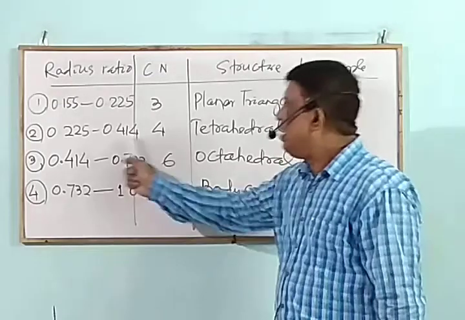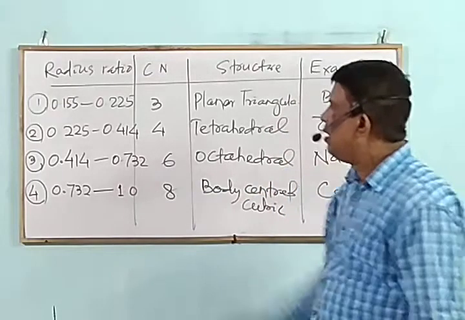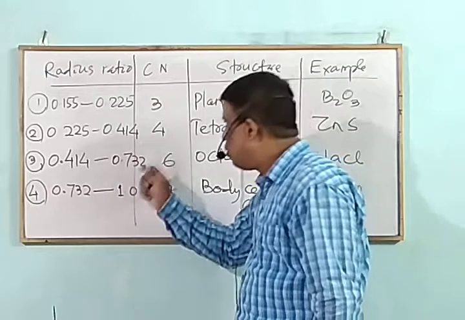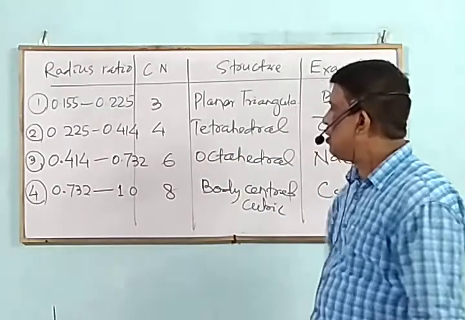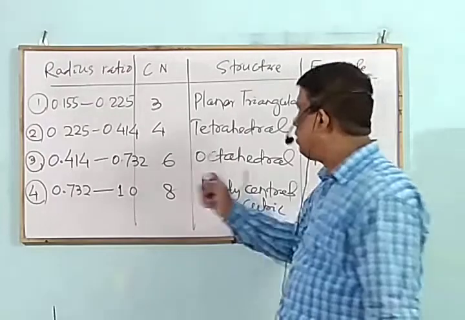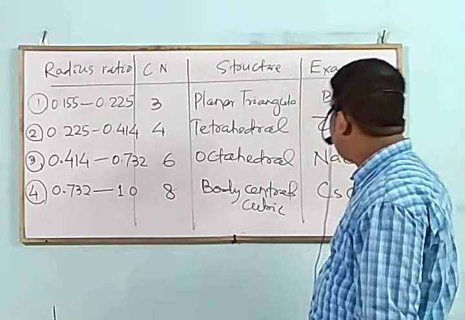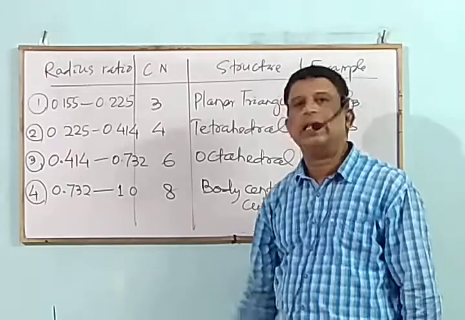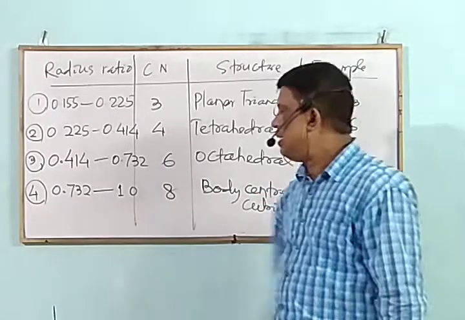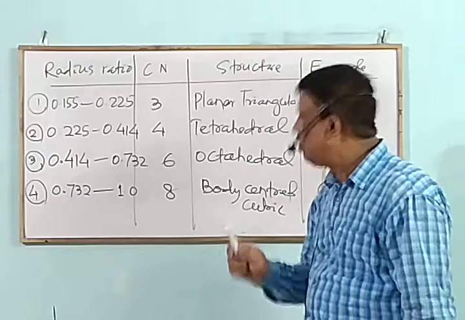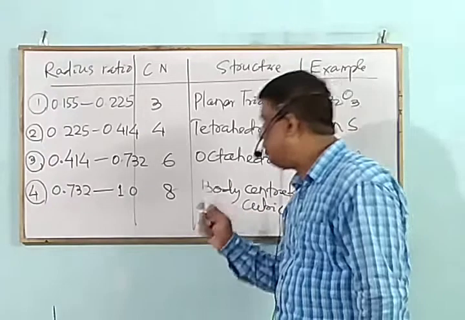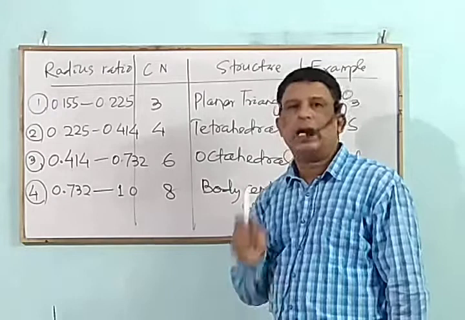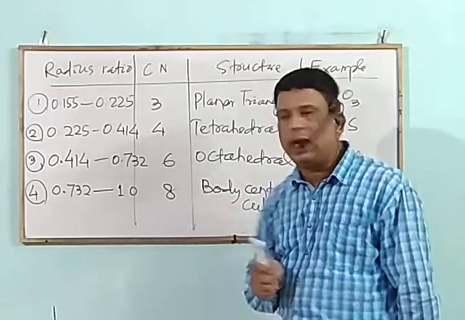Next one, if the radius ratio lies between 0.225 to 0.414, then coordination number of this arrangement is 4 and structure is tetrahedral. Example is zinc sulfide. In the other case, if the range is 0.414 to 0.732, then coordination number is 6 and structural arrangement is octahedral.